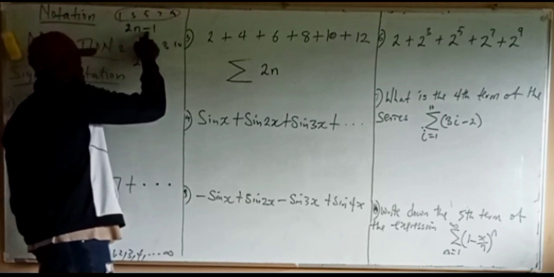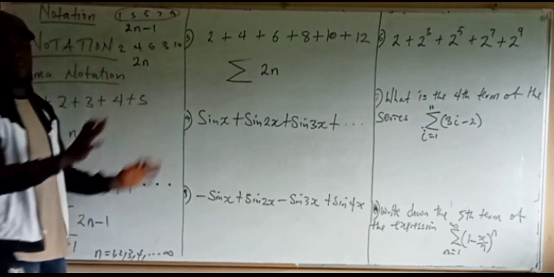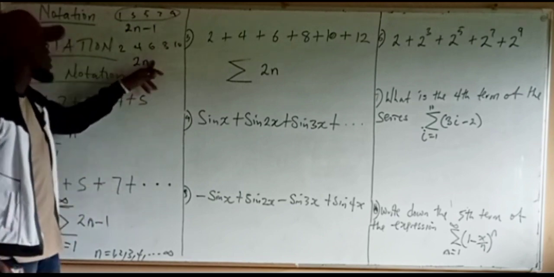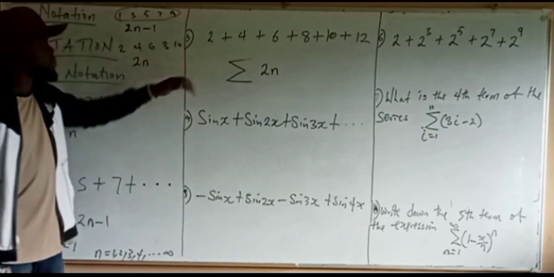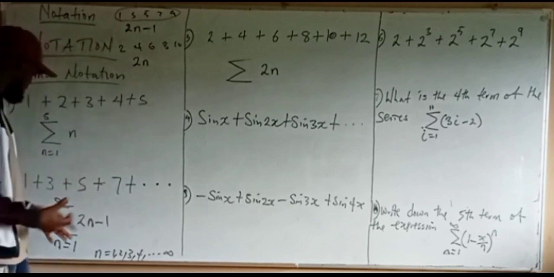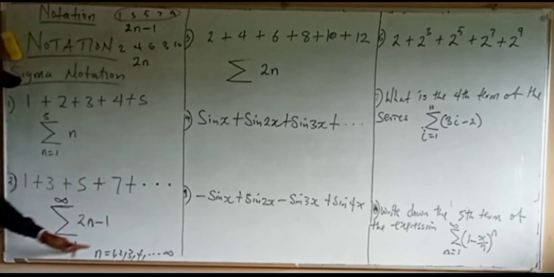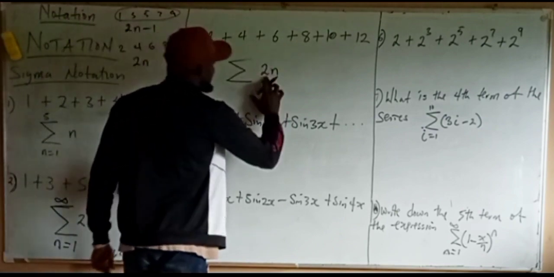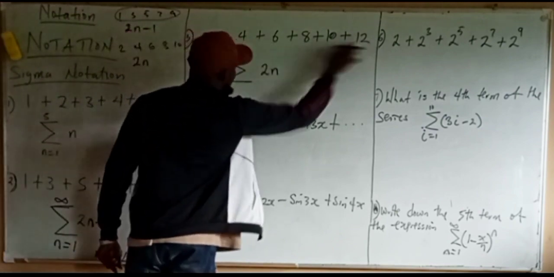Remember, for even numbers, 2n. For odd numbers, use 2n minus 1, or plus 1, or plus or minus any other odd number. You can also use 2n plus or minus even numbers. But 2n will work in most cases, and 2n minus 1 will work for odd numbers in most cases as well.